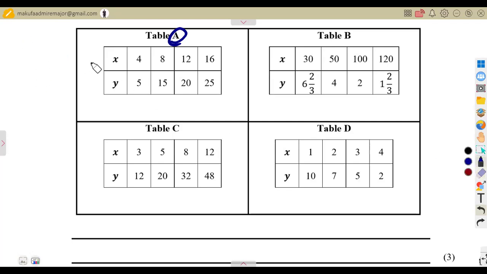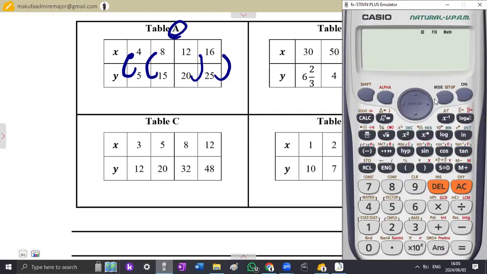So you're going to divide, that is 5 divided by 4, 8, 15 divided by 8, 20 divided by 12. You see that the values that you're going to obtain are different. Let's take this to normal mode so that we see what you're going to have. Maybe they are fractions or what. So let's say 5 over 4 like this, that is going to be 1,25.